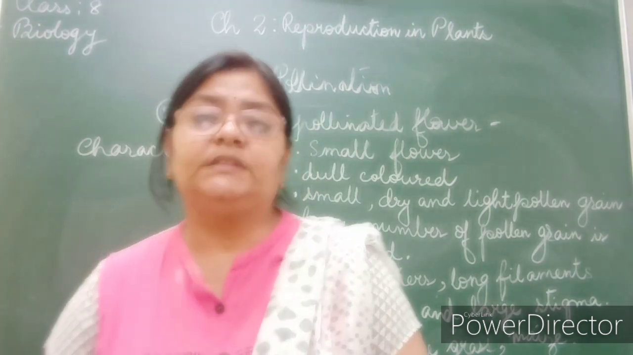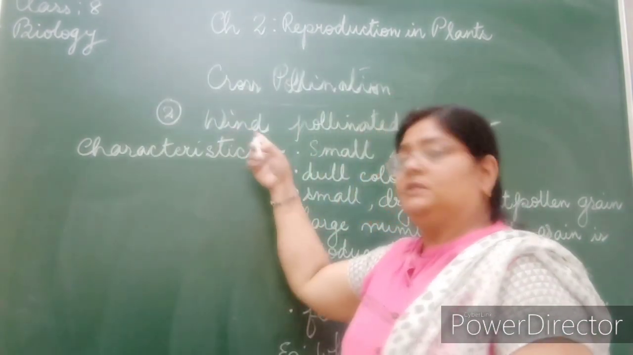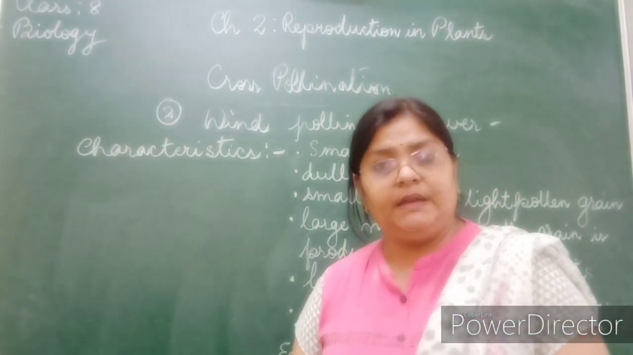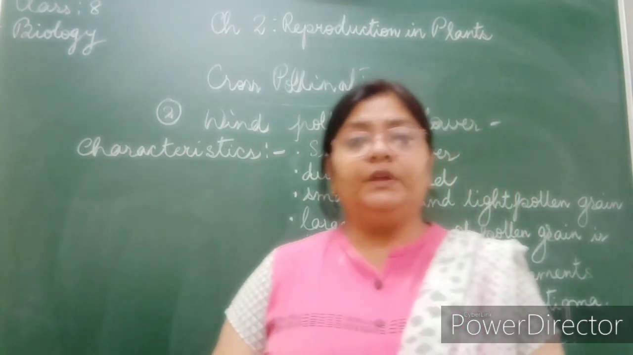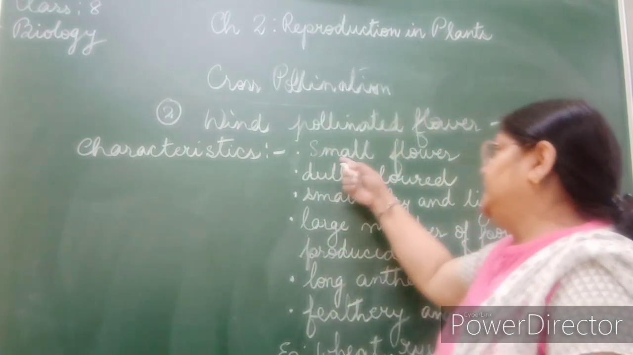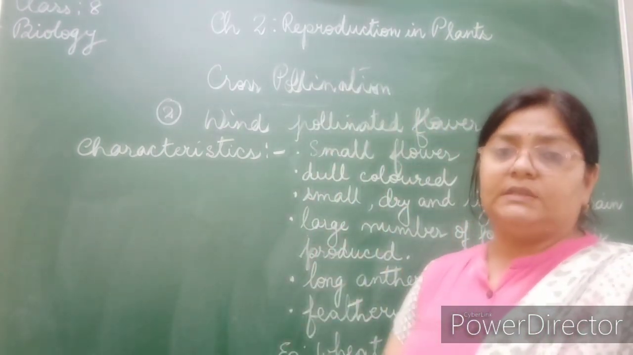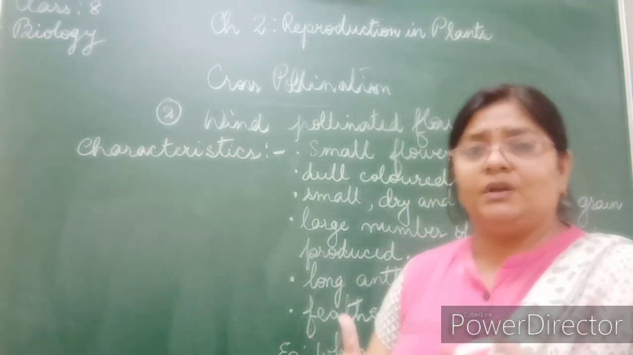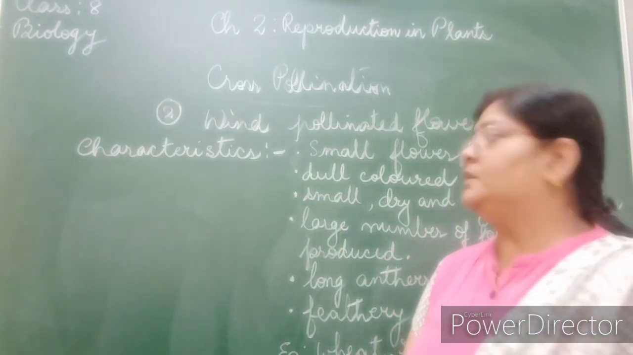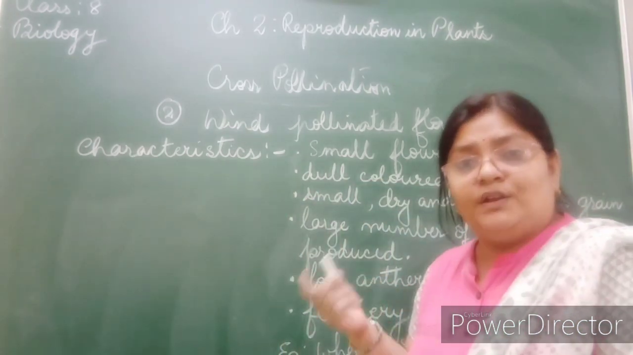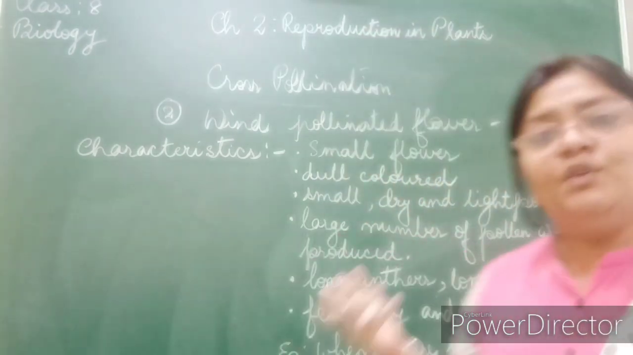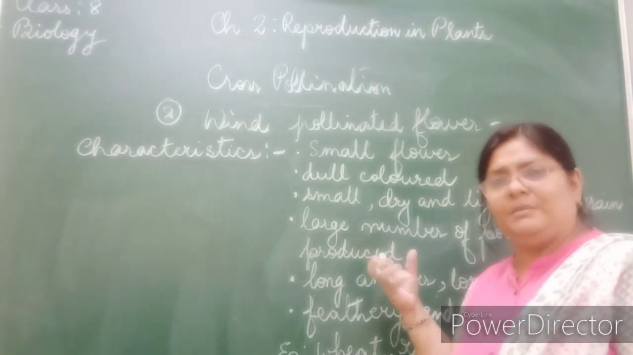The other external agent that helps in pollination is wind. It is a major pollinating agent. So the flowers which are pollinated with the help of wind are called wind pollinated flowers. Now the characteristics of such flowers are that they are normally small flowers, because they do not need to attract other agents, so the wind can easily take away the pollen grains from it. They are dull colored because they do not need to attract the insects. The color will not be of any help to attract the wind. So therefore they are mainly dull colored or maybe white.